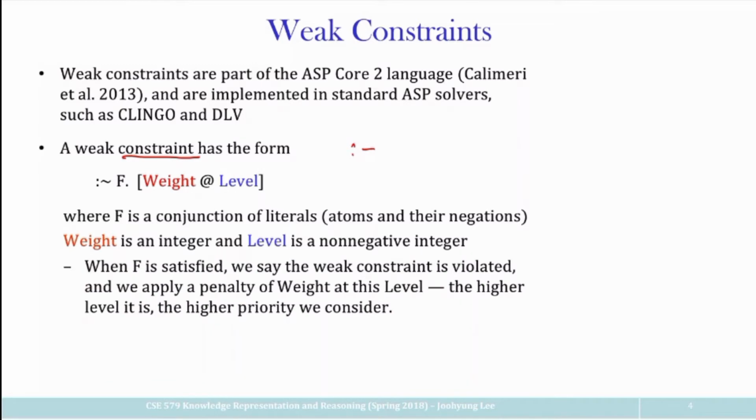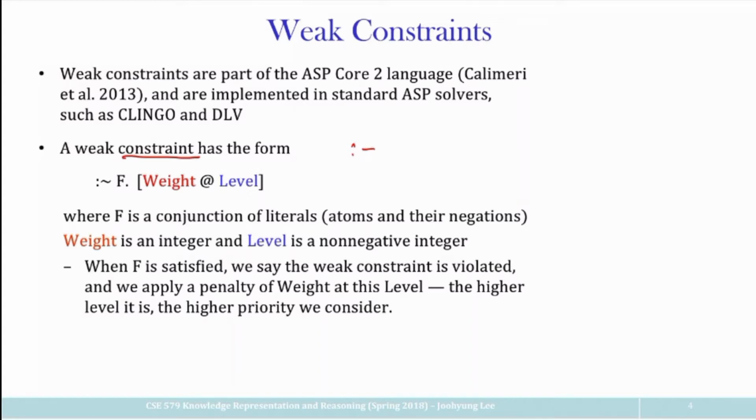All right. So the idea is this: when F is true, when the stable model satisfies this conjunction of literals, we say the weak constraint is violated, same as what we did for the hard constraint. At that time, we don't eliminate the stable model, but we apply the penalty of that weight at that level to the stable model. Now the level goes from 0 to 1, 2. If you have higher levels, that means that thing has more priority.